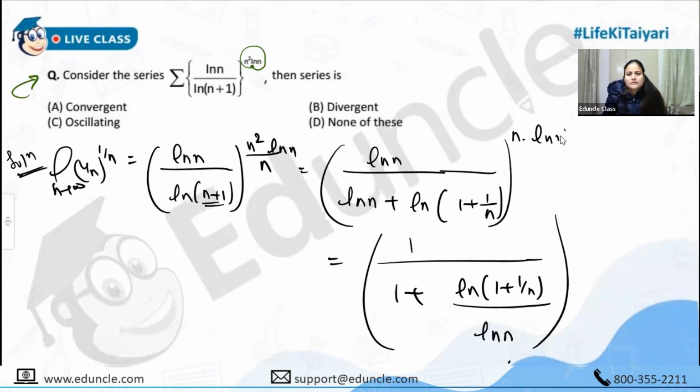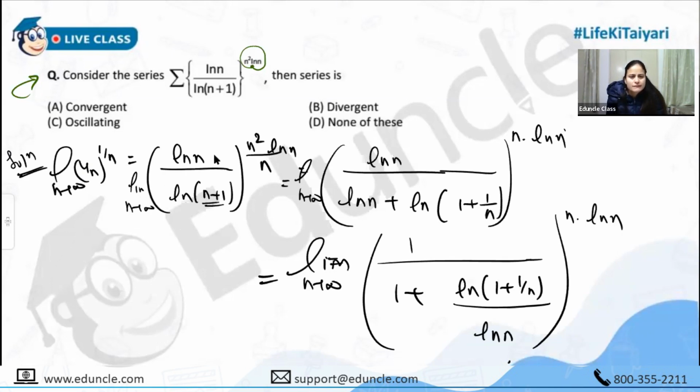n into ln n and into ln n. Correct now? So I can do now like this, limit n tending to infinity. Correct? Okay. See here, limit n tending to infinity, infinity by infinity to the power infinity. Undefined. Here also infinity to the power infinity upon infinity to the power infinity. Undefined. Look at it here.